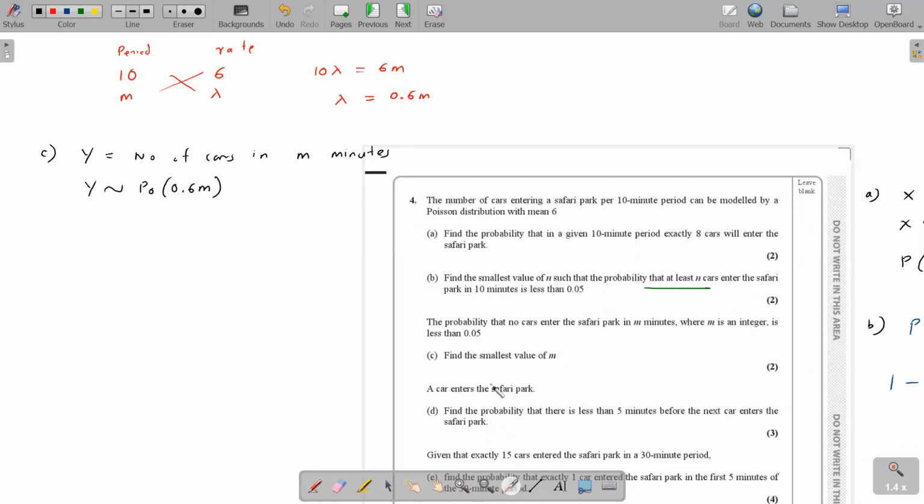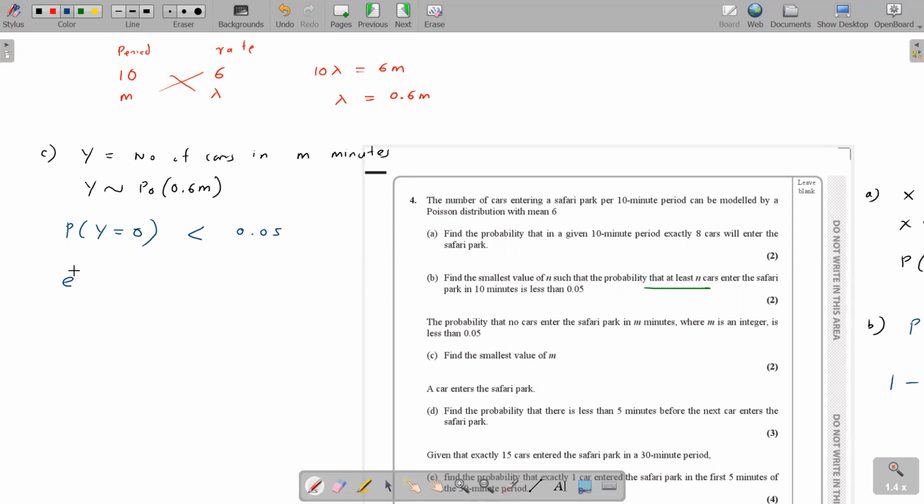Okay, they are asking you now to find the probability that no cars enter. The probability that no cars enter means your y is equal to 0. The probability that no cars enter the safari park in m minutes, where m is an integer, is less than 0.05. They are asking me to find the smallest value of m. How do we find this? Y equals 0 probability, we can use the equation, because it's a single probability value.